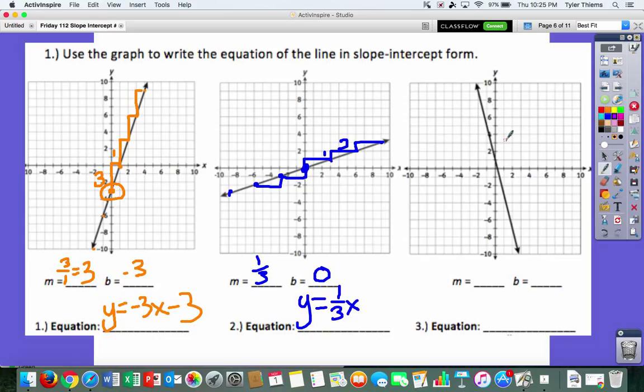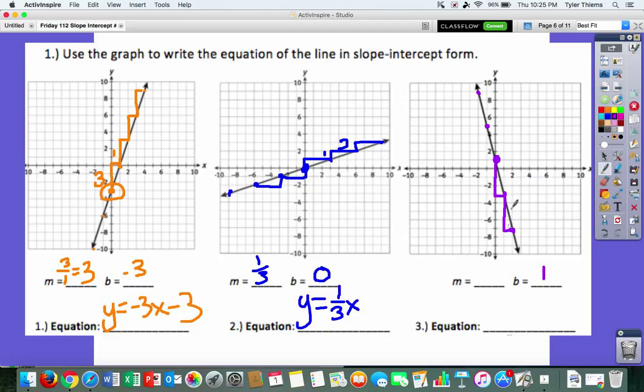Number 3, you should notice that it's going downhill, so we know our slope is going to be negative. But let's first find the y-intercept, which is at this point right here, which is 1. And then we're going to find other points on the line. Looks like there's one there and one there. Find as many points as you can on this line. And then we're going to do the rise and the run.